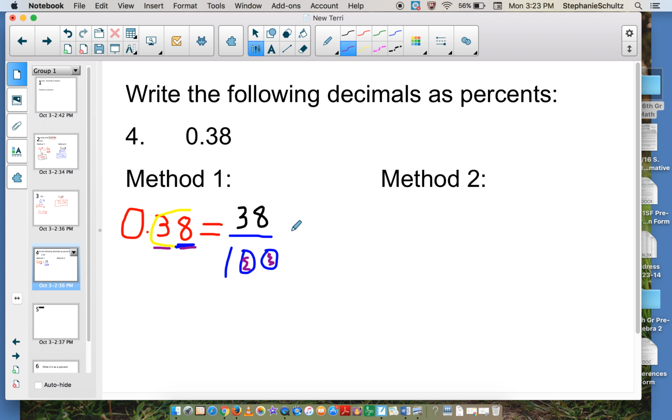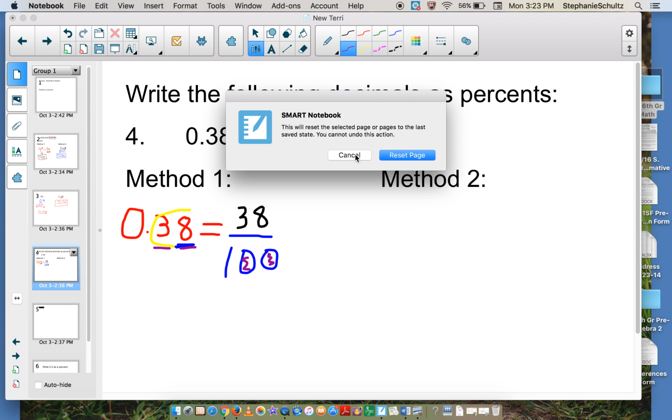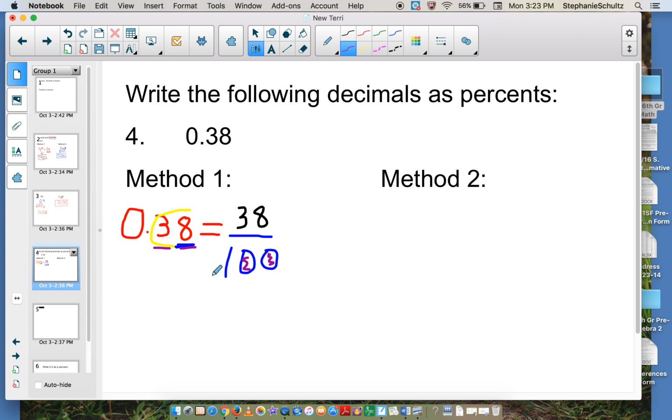So what percent does that equal? Well, that equals 38. And then we have to remember, this is super important. It needs that percent sign. If you're changing something into a percent, you need to make sure that people know that it's a percent. If people don't know it's a percent, then they think you're saying 0.38 is the same thing as 38. That's not true. But 0.38 is the same thing as 38%.